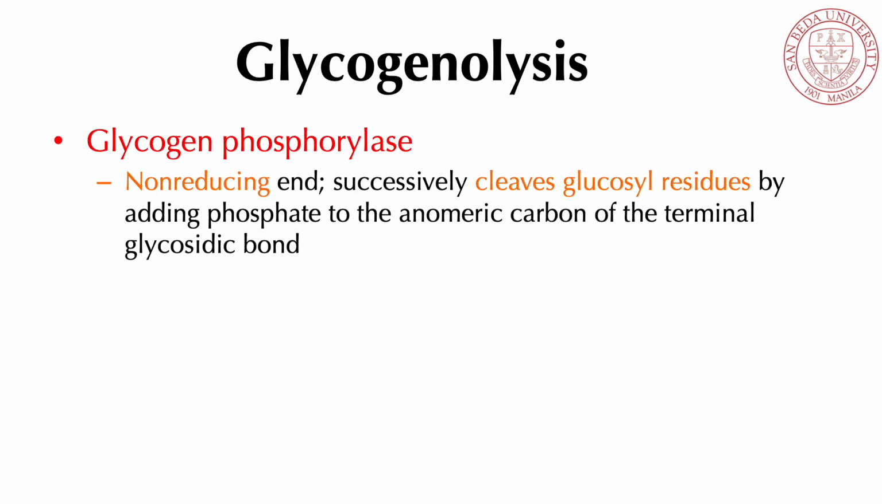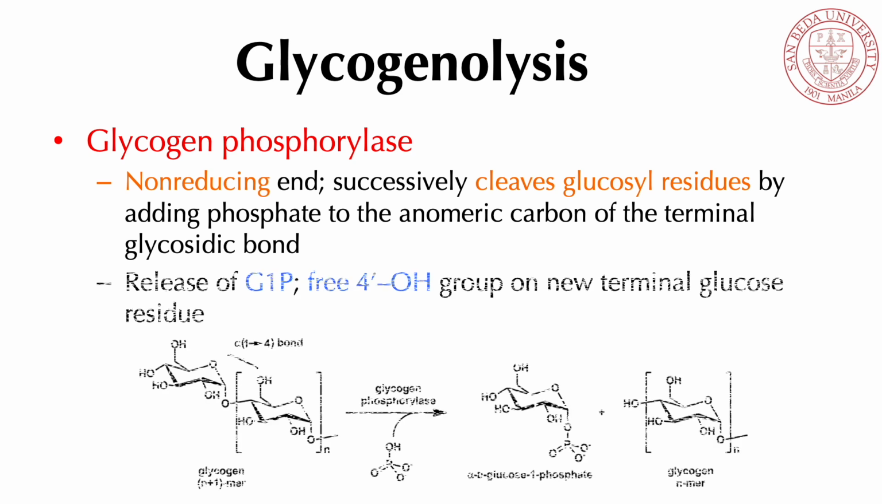So, in glycogenolysis, glycogen phosphorylase gains access to the non-reducing ends of the branches of glycogen. From there, it successively cleaves glucosyl residues by adding phosphate to the anomeric carbon of the terminal glycosidic bond. A molecule of glucose 1-phosphate is released, and there is now a new free hydroxyl group on the carbon 4 position of the new terminal glucose residue.